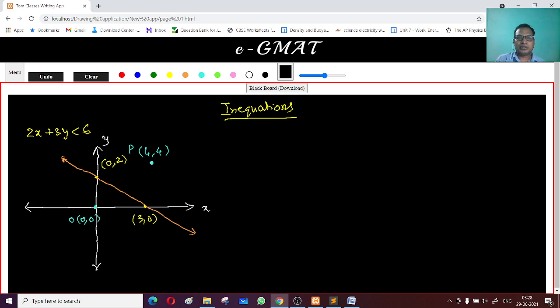So this will become 2 into 0, at O, right? I am computing the value of this inequation at this particular point. So 2 into 0 plus 3 into 0. Is this value coming less than 6? Yes, true, right? It's true. So this point belongs to our solution set, right? Okay, so it belongs to our solution set.